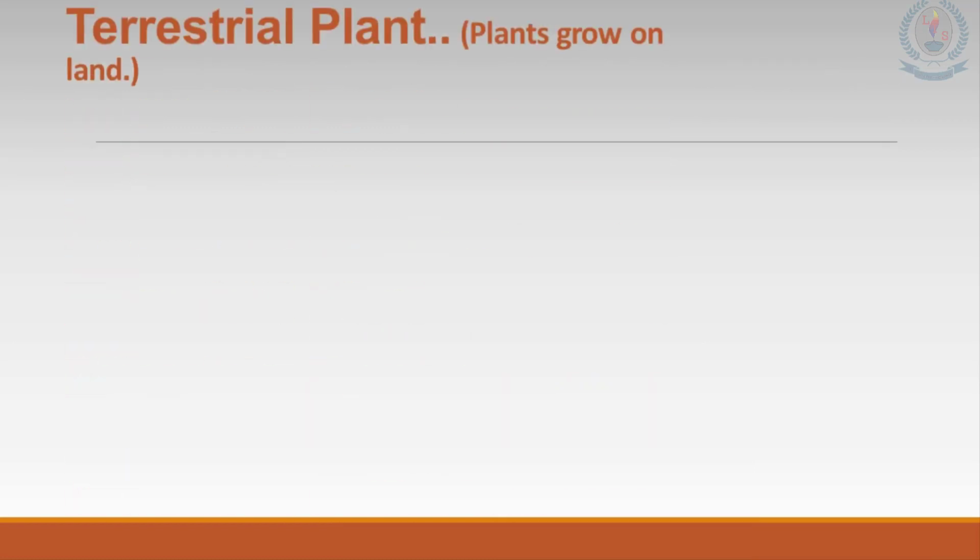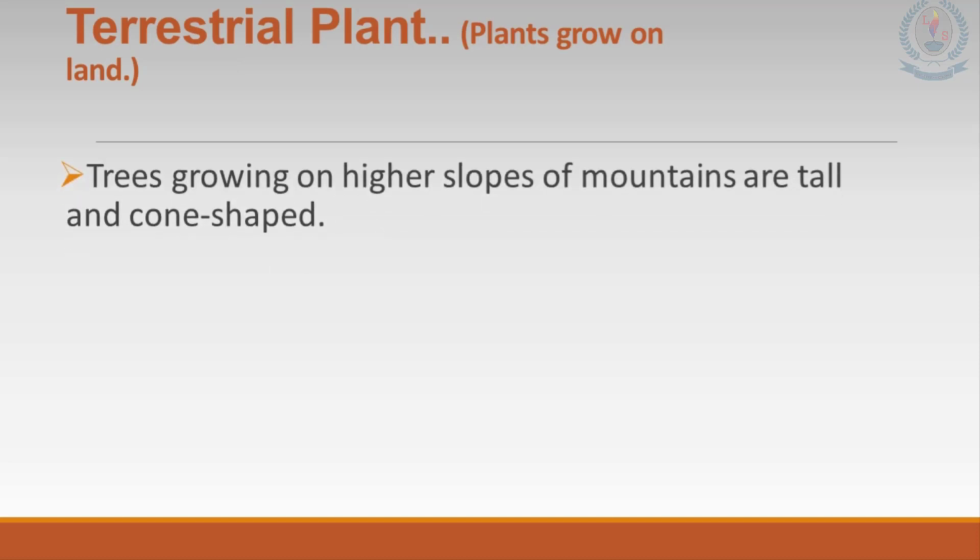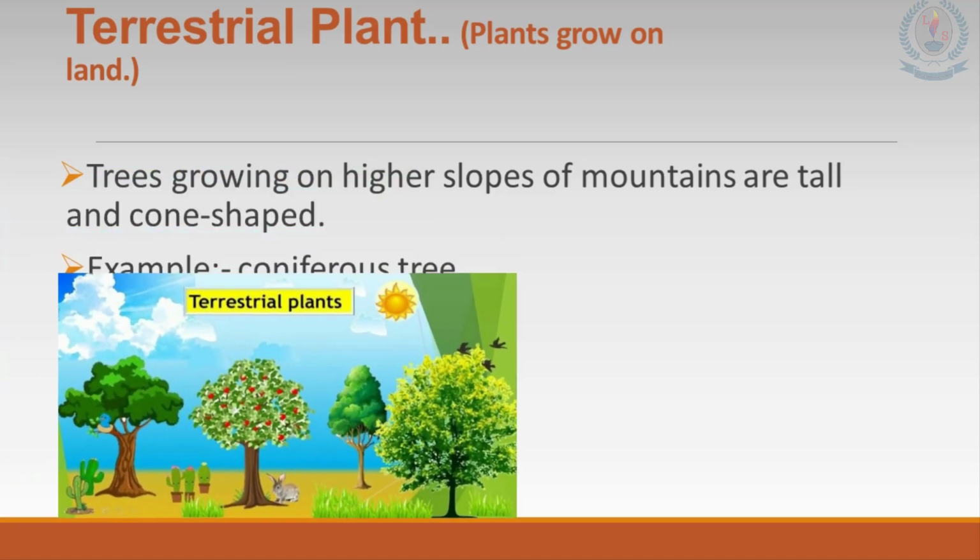Okay children, now let's see terrestrial plants. Plants that grow on land are called terrestrial plants. Different kinds of terrestrial plants grow in different soil and climatic conditions. They have unique features to suit their environment. Most trees growing on the higher slopes of mountains are tall and cone-shaped. Example: coniferous trees.